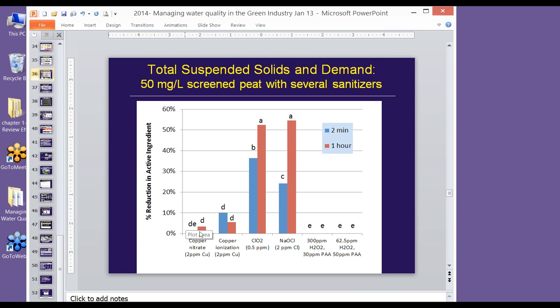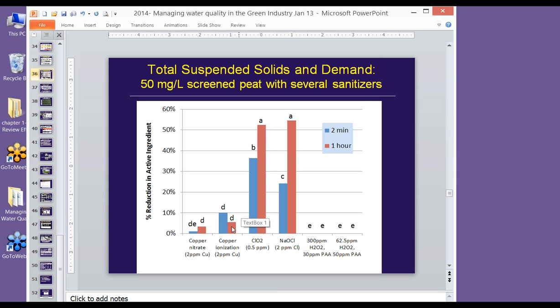He also evaluated this on other sanitizers, and what you see in this graph is that he tested different sanitizers, you can see them here, and he measured how much of the active ingredient was lost. So the higher the bar, the more of the active ingredient was lost. And the different letters on the bars indicate statistical differences. What we learned from this research is that copper is both here, first copper nitrate, then copper ionization.